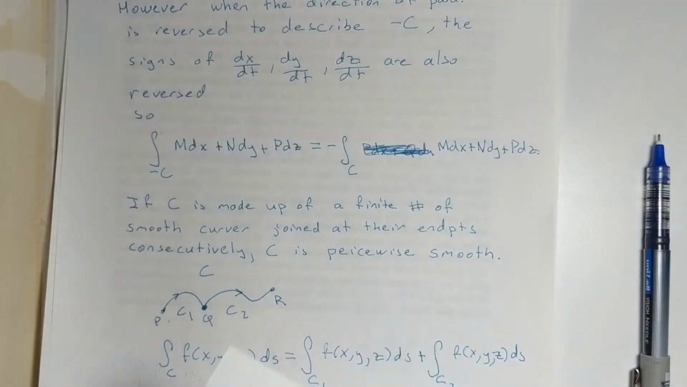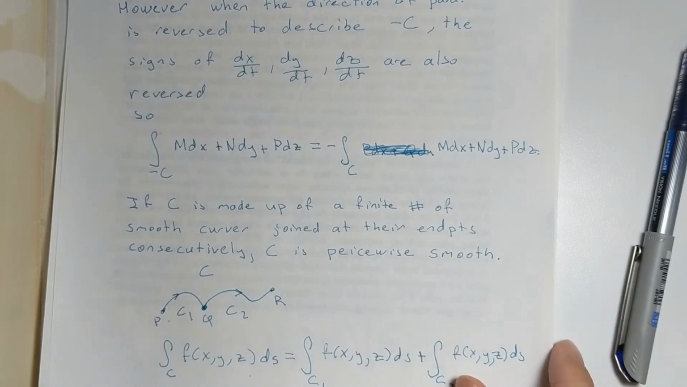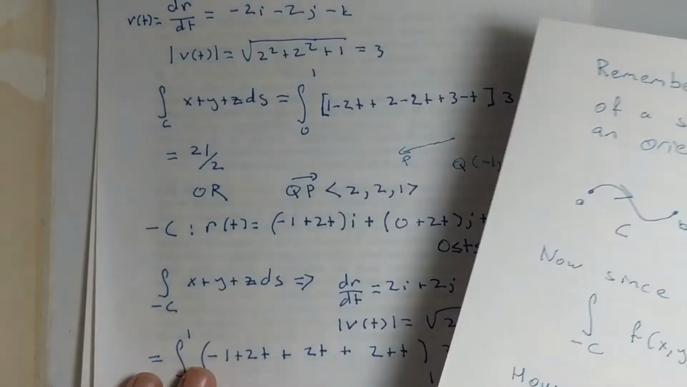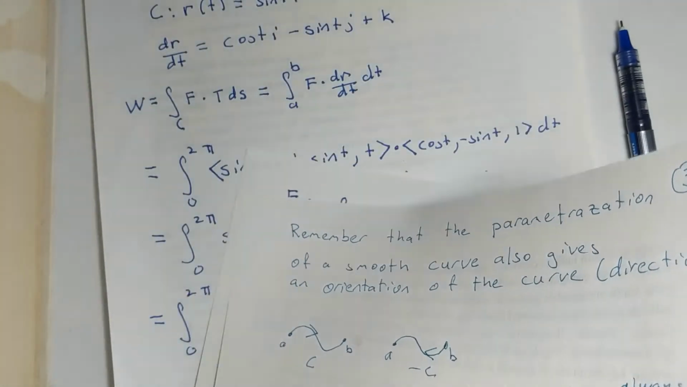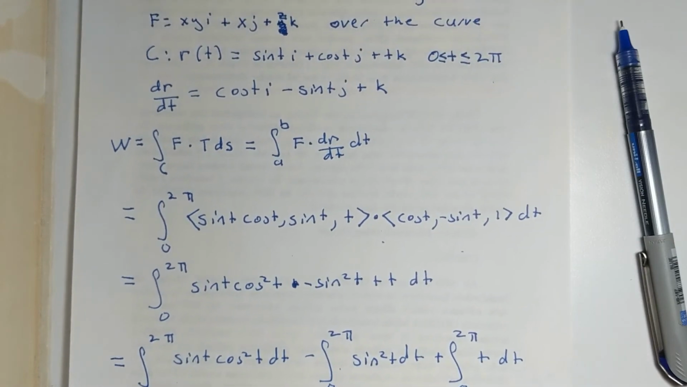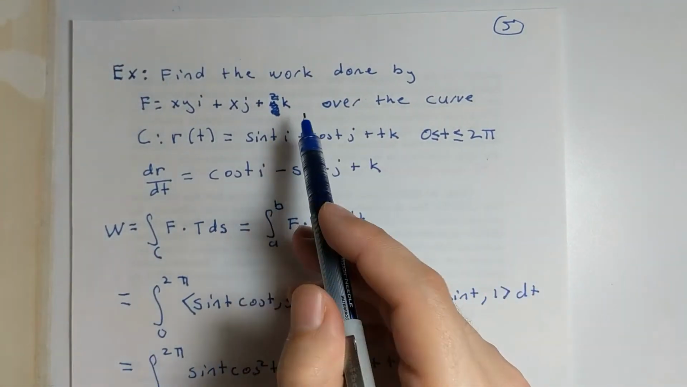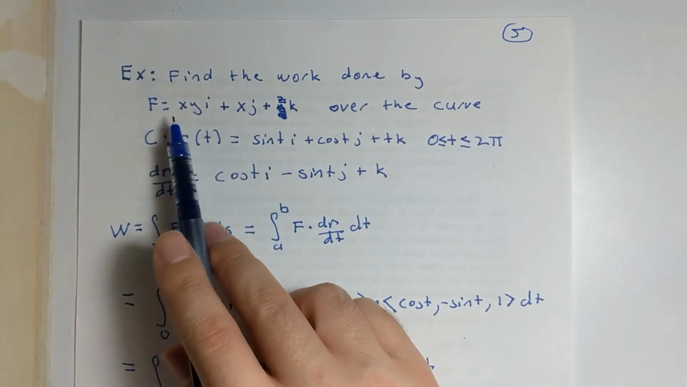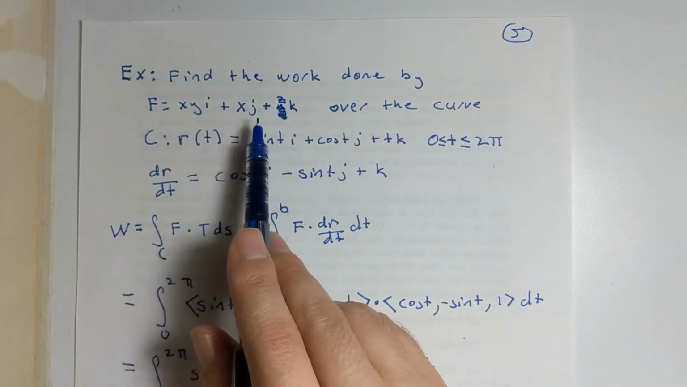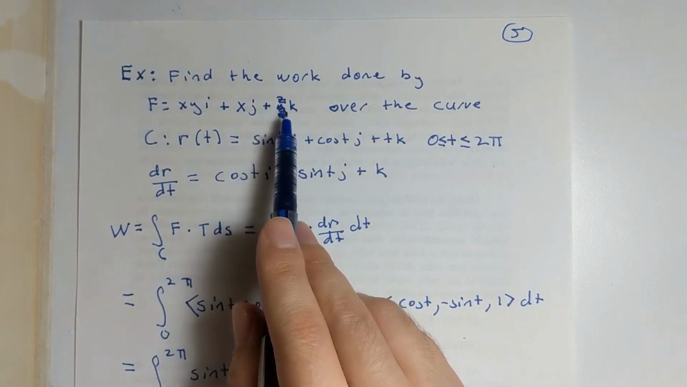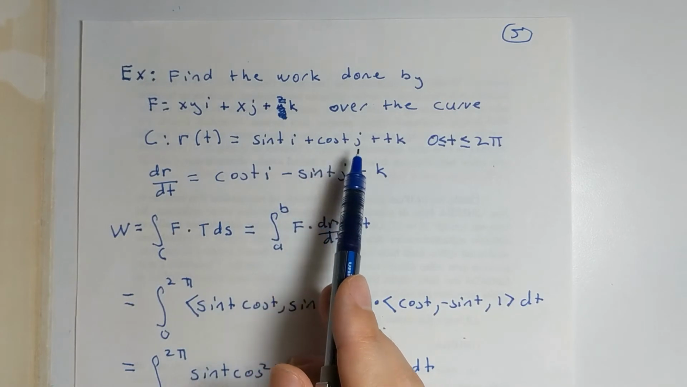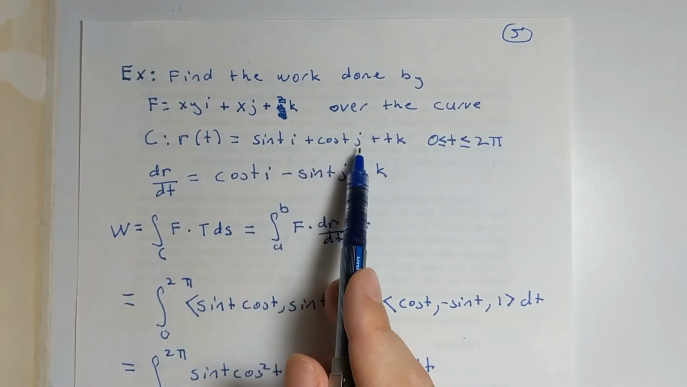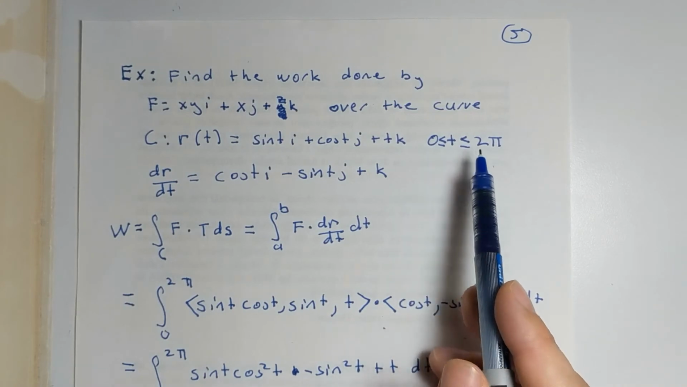Now I want to talk a little bit about the properties of these vector field integrals. Hold on, maybe I'll skip this and let's just straight away do an example and then come back to the properties. Let's find the work done by this force field xy i plus x j plus z k over the curve sine t i, cosine t j plus t k on 0 to 2 pi.